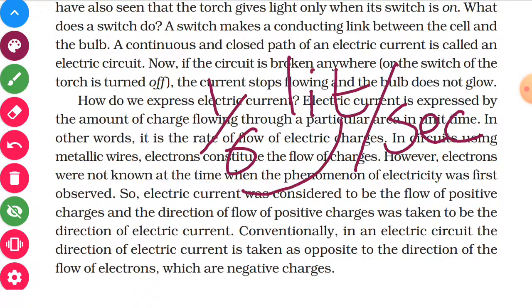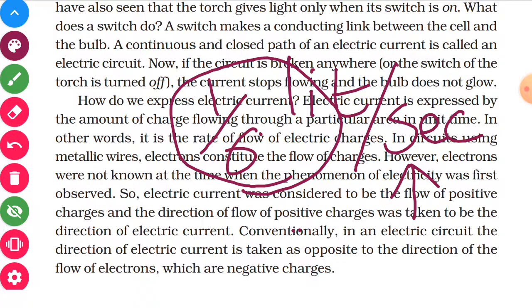So the amount of a particular thing, whatever substance it may be, that is flowing, that amount per unit time is called the current in general. When you want to express current, the expression is: amount of the particular quantity which is flowing divided by the time interval. Or we can say amount of quantity flowing per second is nothing but the current of that particular quantity.